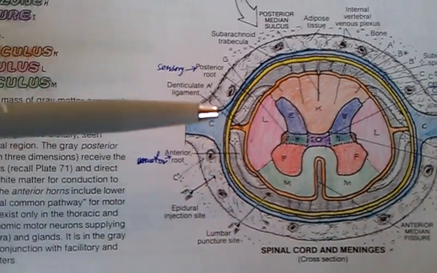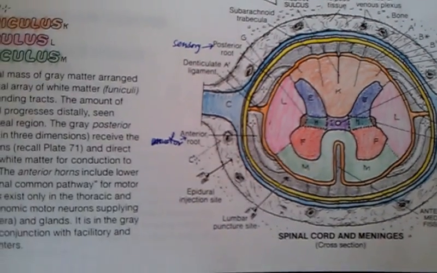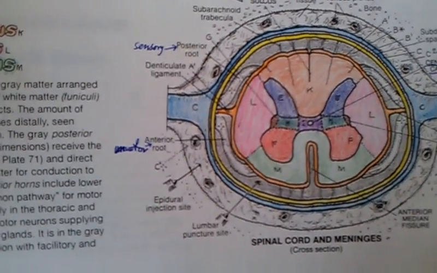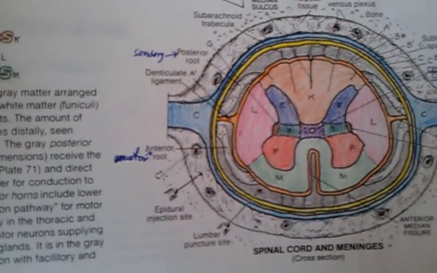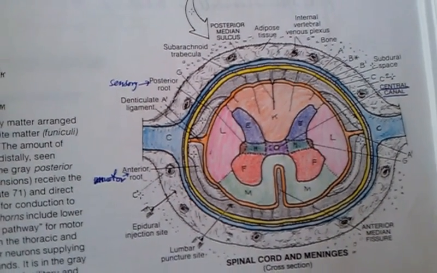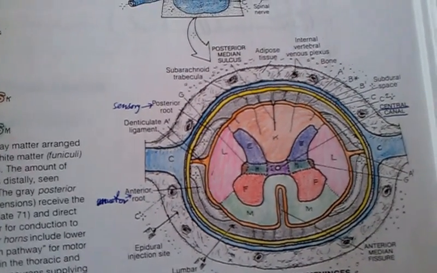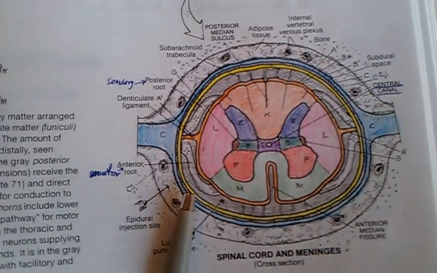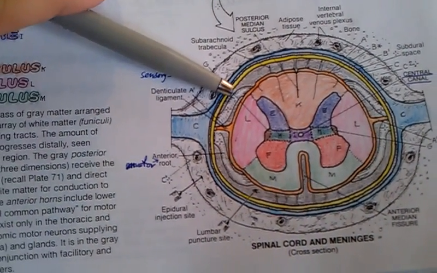And each spinal nerve on each side creates a spinal segment. So we have 31 spinal nerves, or pairs of spinal nerves, equals 31 spinal segments. You have 8 cervical, 12 thoracic, 5 lumbar, 5 sacral, and 1 coccygeal pair. The ventral root gives motor fibers, and the dorsal root gives sensory fibers.